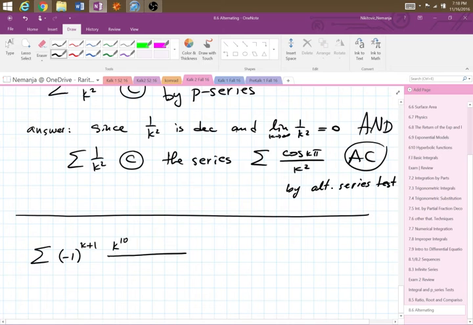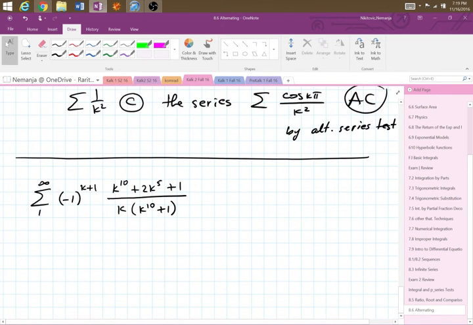It says k to the 10th plus 2k to the 5 plus 1 divided by k times k to the 10th plus 1, from 1 to infinity. It's 1 over k. And we know the series of 1 over k diverges, right? So, conditional convergence right off the bat. How is it 1 over k? Because k to the 10, k to the 10, right? Yeah. So there is a k there extra on the bottom, right?